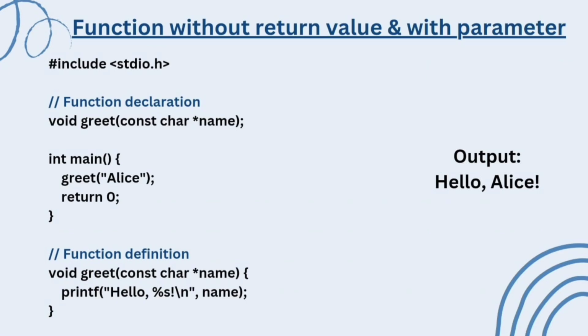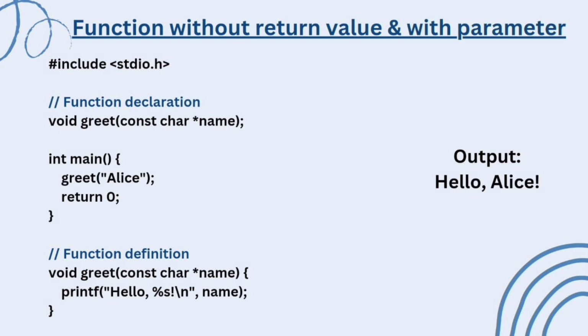Here we'll see the first function, that is function without return value and with parameter. In this, it does not return any value, but it requires the input values, or else it doesn't work. First, as usual, we have to include the header file, that is standard input and output. Here we are declaring the function. Our function name is greet. Since it does not return any value, we are using void greet, but we have the parameter or the argument that is passed, name, which is of data type const char pointer.